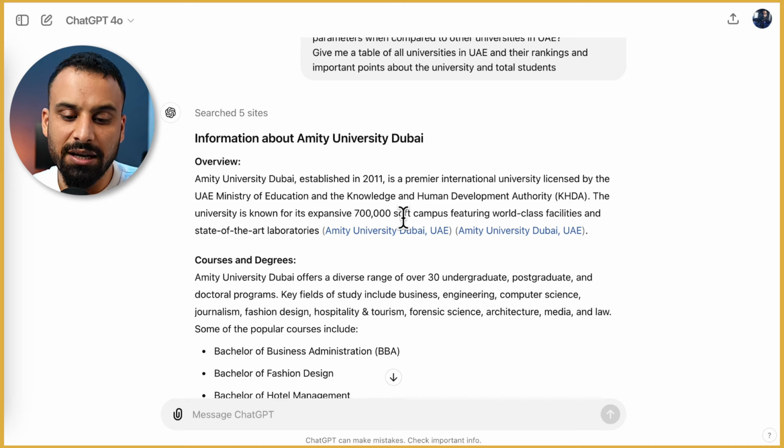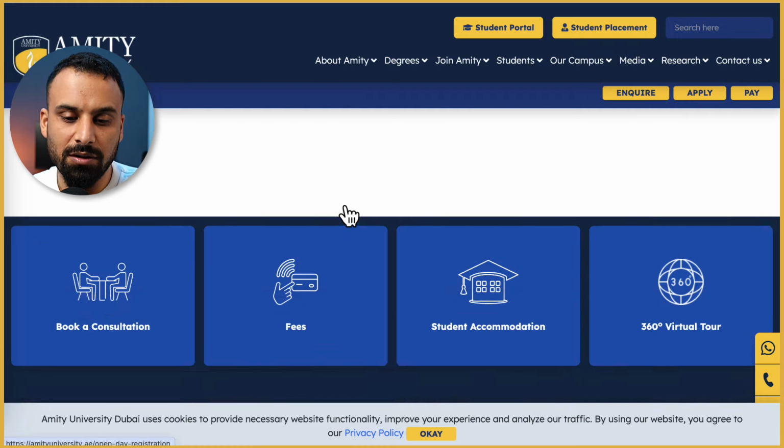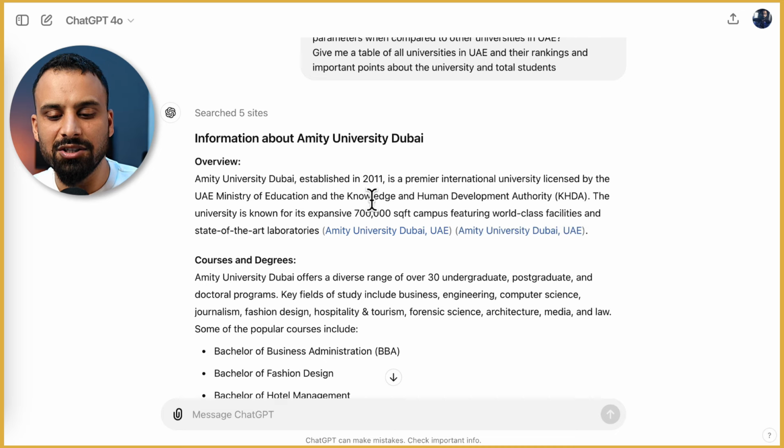The university is known for its expansive 700,000 square feet campus featuring world-class facilities and state-of-the-art laboratories. So this is the link where it has pulled this information from. I could have gone to these links, researched and checked, but it's giving me a brief. So I know one thing now, okay, they have been here since 2011. They have a 700,000 square feet campus, which is good.